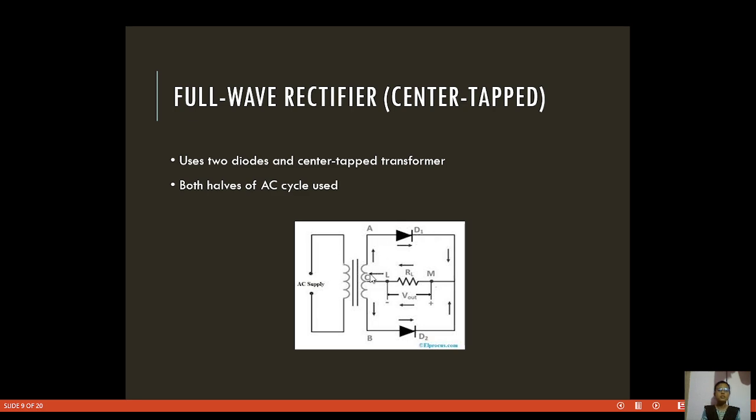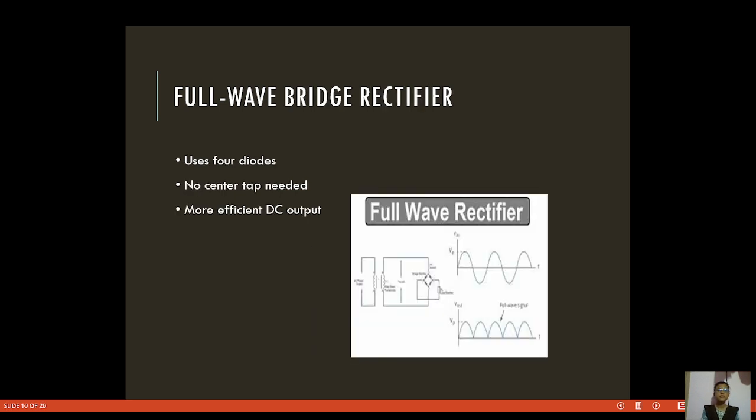This is a transformer. And next is the full wave bridge rectifier. It uses four diodes. No center tap is required, and it gives a more efficient DC output.